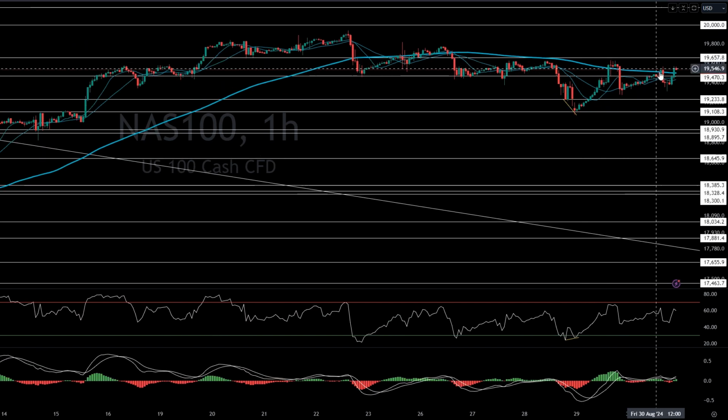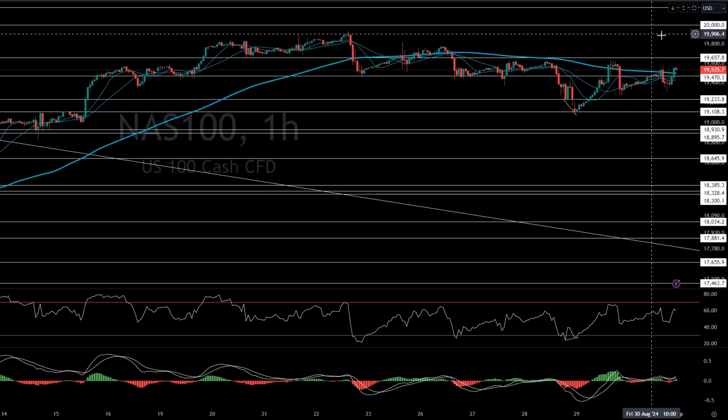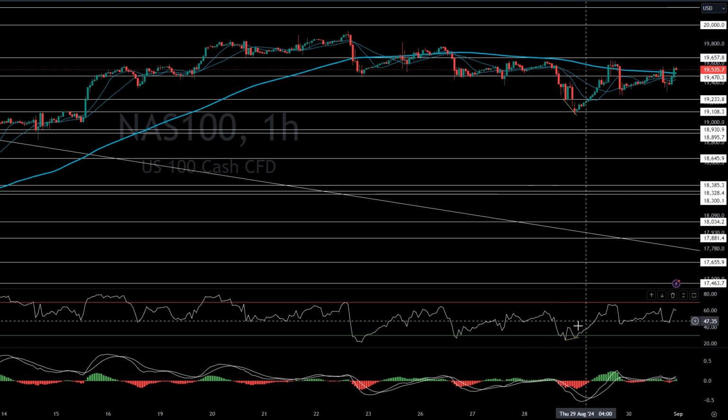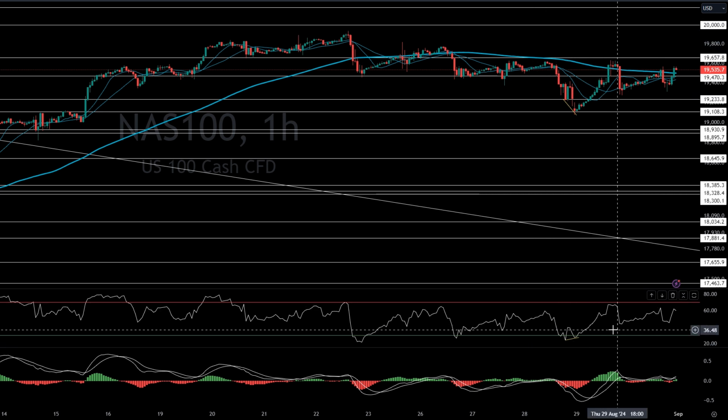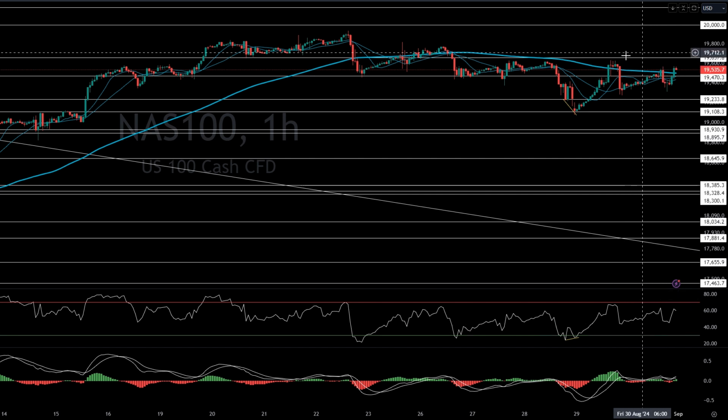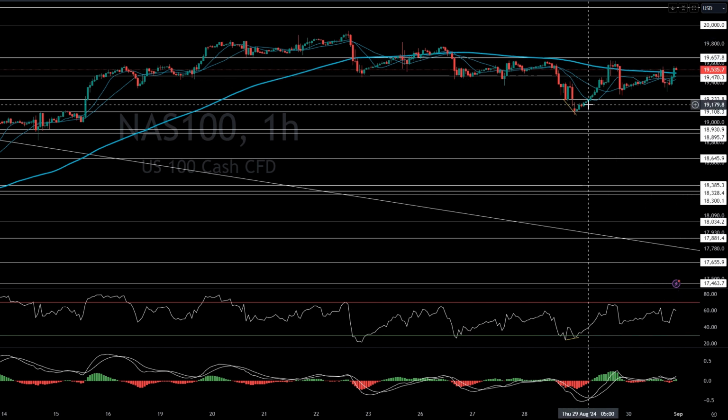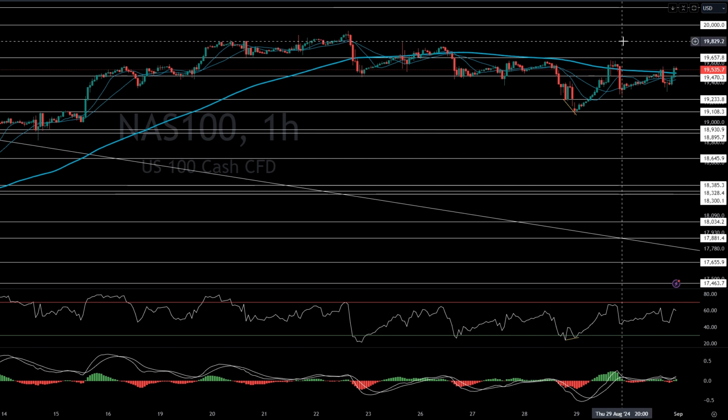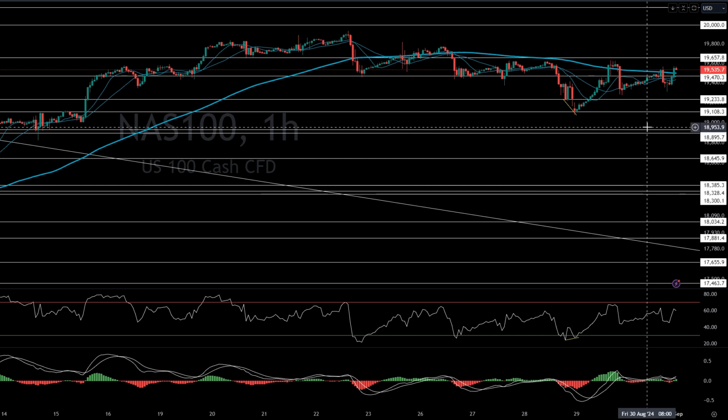I think that could be a potential place that you could want to exit some of those swing longs, depending on your time frame, whether you're holding for a more longer term time frame or a swing trade. You know, that's around 1,000 points on the NASDAQ, so that should be a nice profit.